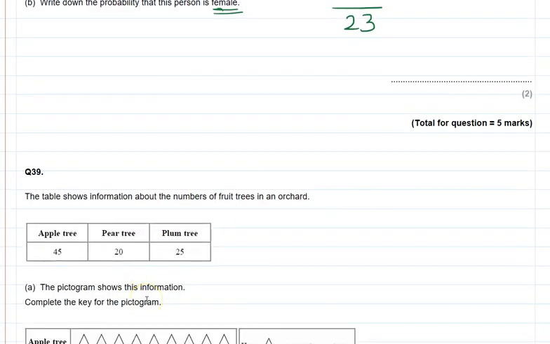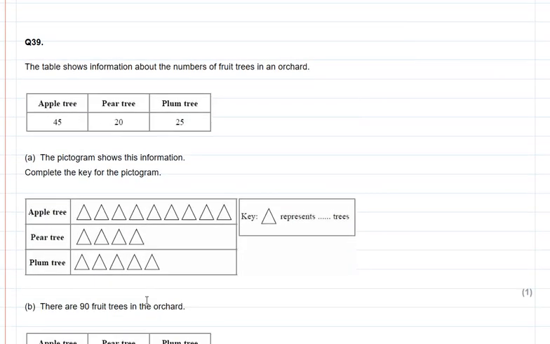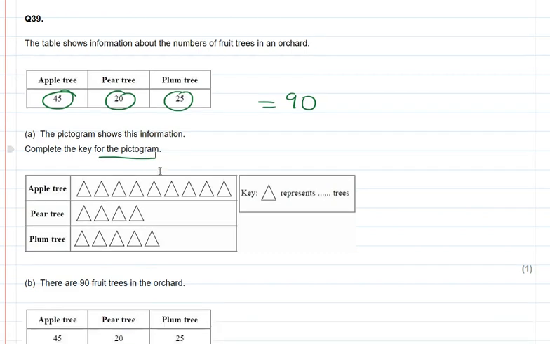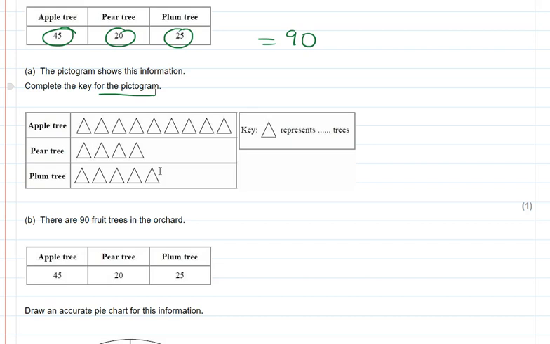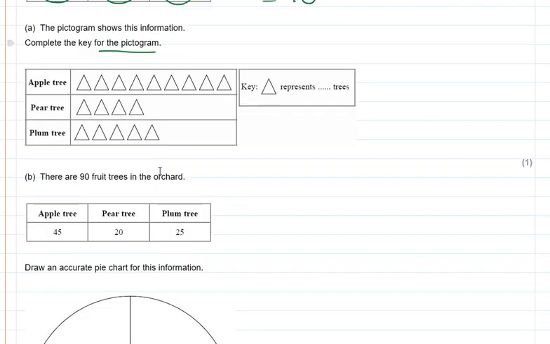If you see here, there are apple trees, 45, pear trees, 20, and plum trees, 25. If we add them, 45 plus 20 plus 25, it becomes 90. Now the pictogram shows this information. Complete the key for the pictogram. There are 90 fruit trees in the orchard: 45 apple, 20 pear, and 25 plum.